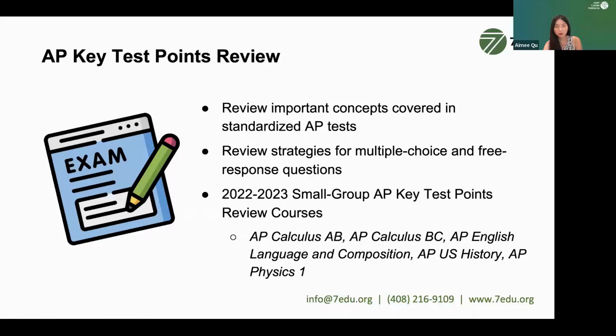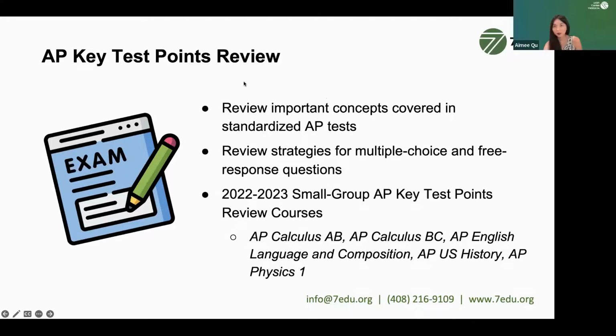Another thing we have is also the AP key test points review. If Dr. Yan, you want to add anything, please just interrupt me. Otherwise, as I mentioned earlier, this course is offered right after a student comes back from the winter break, because we really want to give them the urgency that you need to start preparing for the AP test now. Don't wait till March or April. You really want to start from January, because half of the things you have learned in the fall semester may have slipped your mind. So start early to prepare for the test.